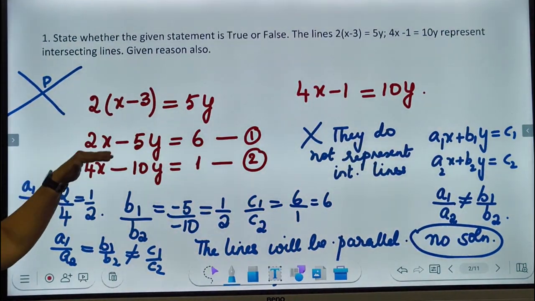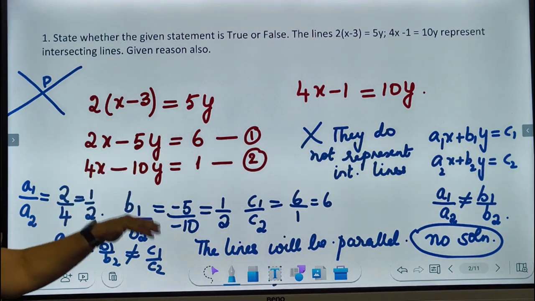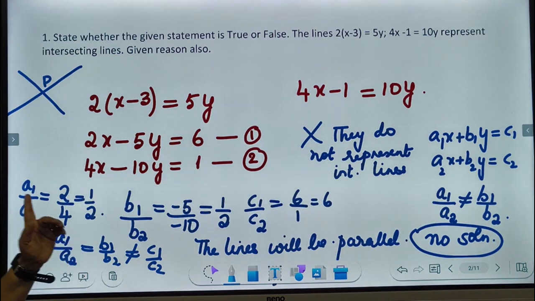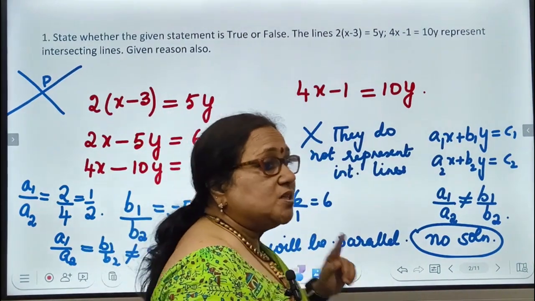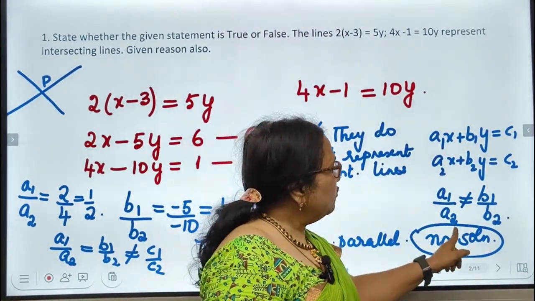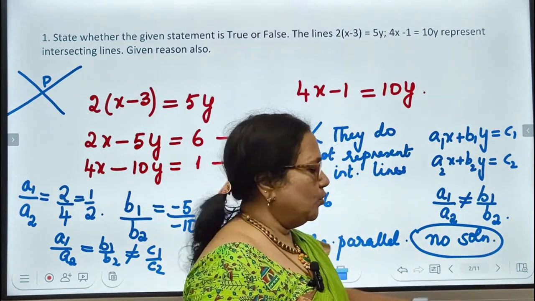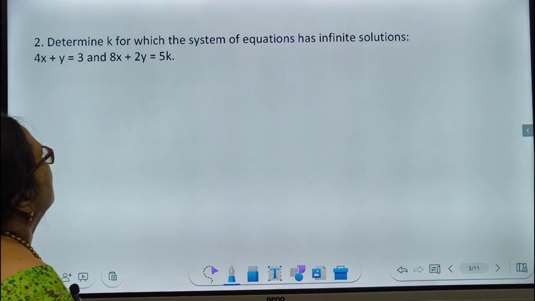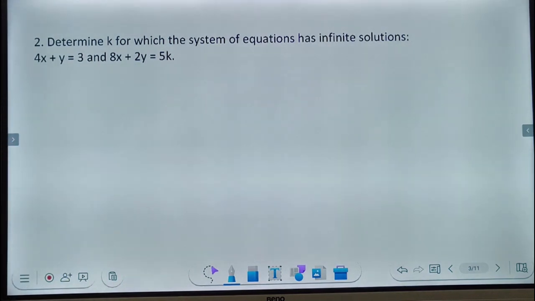So whenever you have a1 by a2 equal to b1 by b2 not equal to c1 by c2, that is the condition for checking whether the lines are parallel or not. If the condition is met, then they are parallel. If they have to have a unique solution, as in the case of intersecting lines, a1 by a2 should not be equal to b1 by b2.